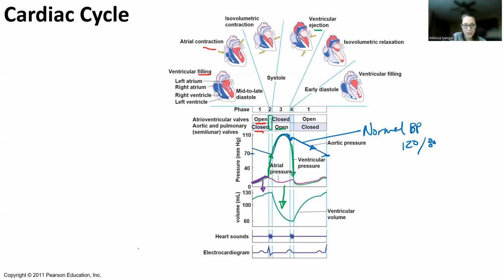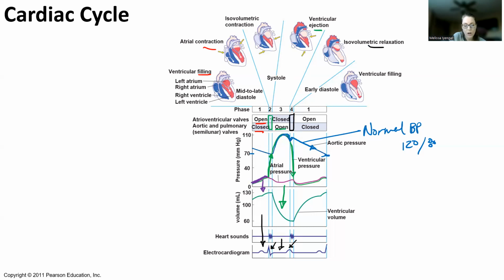So when you look at the EKG down here, again, you can see that the P wave right there is happening in atrial contraction. You can see that the QRS complex is happening during isovolumetric contraction. And then you can see ventricular ejection right there is where my S to T segment is. And then my T wave is right here during isovolumetric relaxation primarily, right? So isovolumetric relaxation is this little time period here.